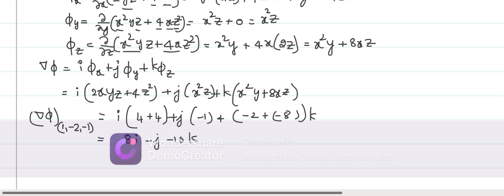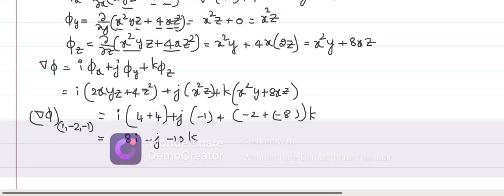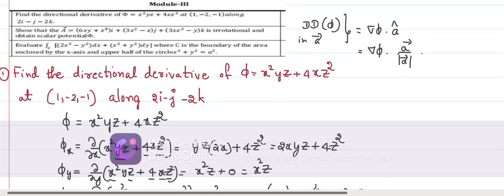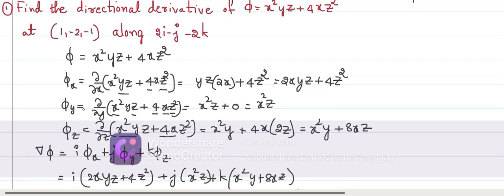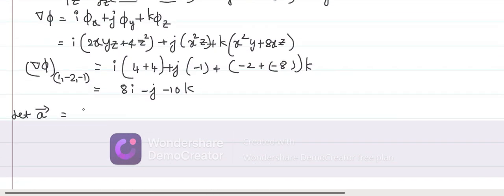Fine. So now what is the given vector here? The given vector is 2i minus j minus 2k. So what is the given thing here? Let me call that as A, that is equal to 2i minus j minus 2k.